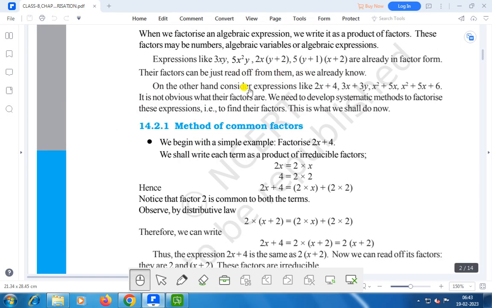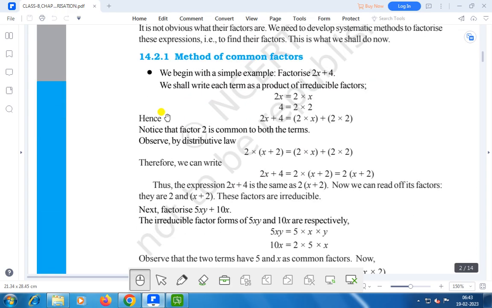On the other hand, consider expressions like 2x plus 4, 3x plus 3y, x squared plus 5x, x squared plus 5x plus 6. It is not obvious what their factors are. We need to develop systematic methods to factorize the expressions, that is, to find their factors. This is what we shall do now.